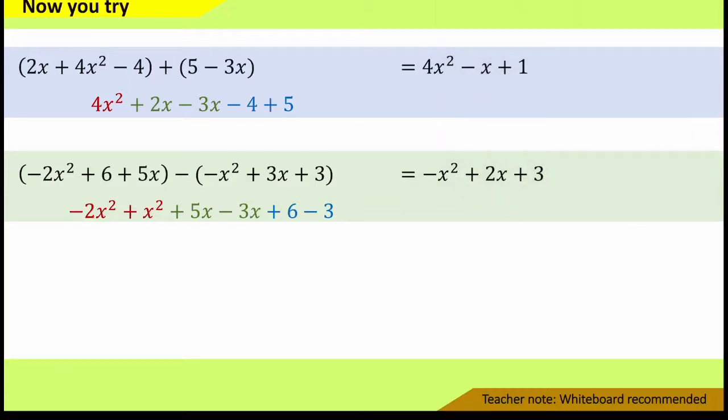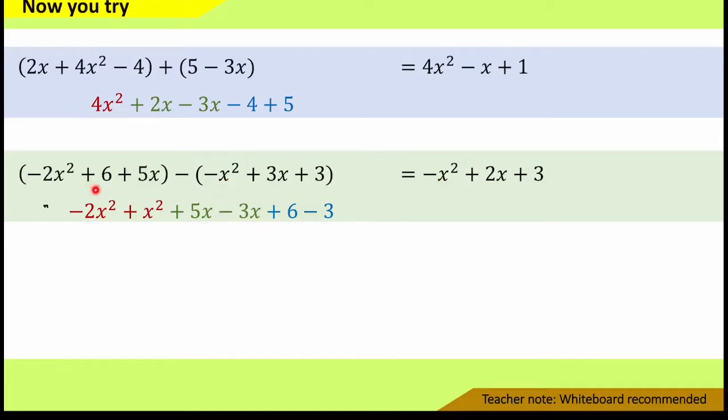All right, so negative 2x squared, right here, negative 2x squared, taking away negative x squared. Now remember, if I take away a negative, it's like I'm adding. So negative 2x squared minus negative x squared, it's going to give you negative x squared.